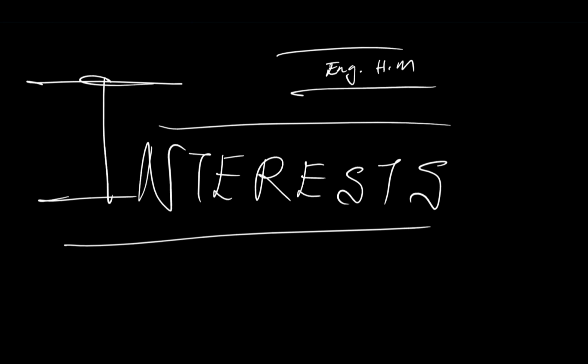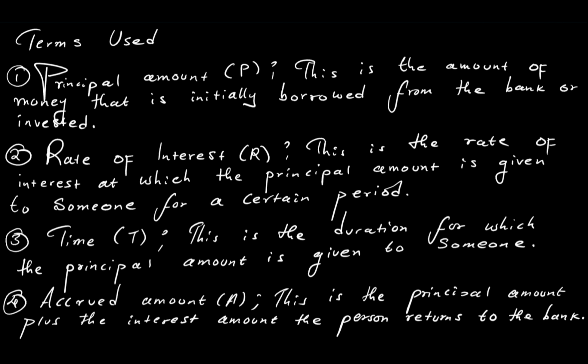So when it comes to interest, the first thing that one has to understand are the terminologies that are associated with it. So now, what are these terms that are used? Now, the first term we need to understand is called the principal amount, which is denoted with a capital P. Now, the principal amount is basically the amount of money that is initially borrowed from the bank or invested. Then the second term to know is the rate of interest, which is denoted with a capital R.